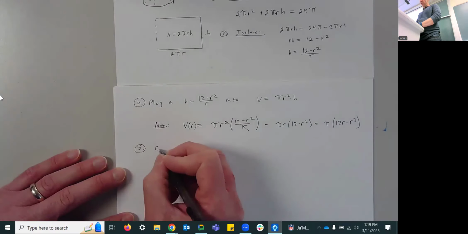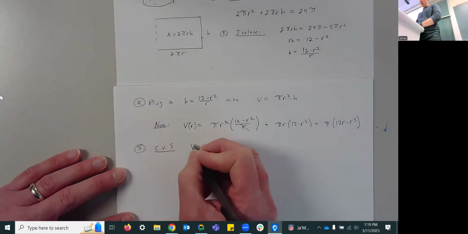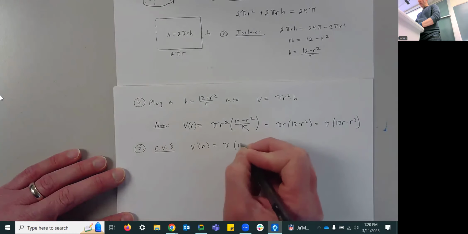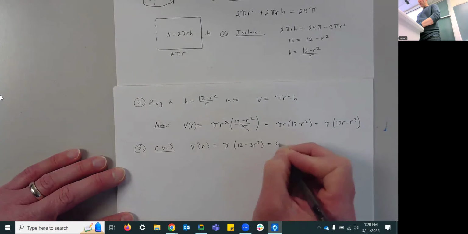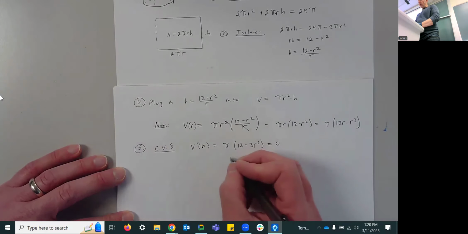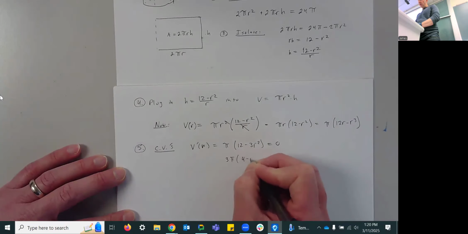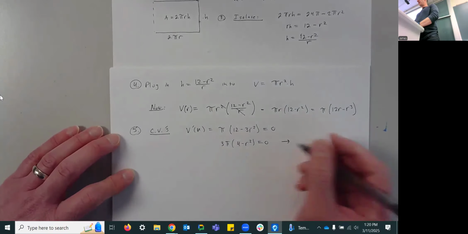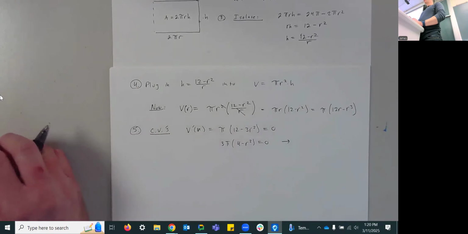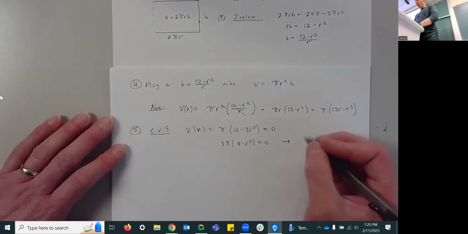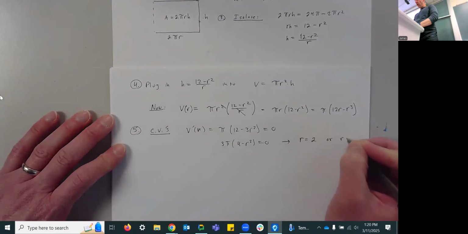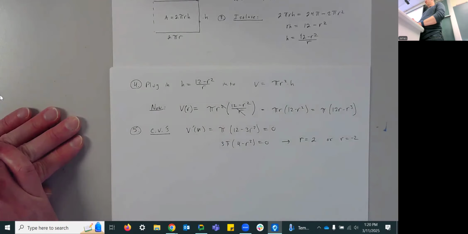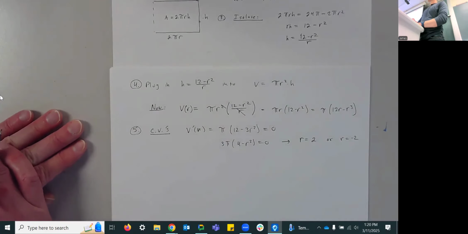So we're going to find the critical points, critical values. Our derivative is equal to pi times (12 minus 3r squared). We set that equal to 0. I would factor out a 3, so 3 pi times (4 minus r squared) equals 0. It is worth noting that we're going to get 2 critical points here, but one of them doesn't really make sense. We're going to get r equal to positive 2 or r equal to negative 2. But I think it's obvious that r equal to negative 2 doesn't make sense. You can't have a cylinder with a negative radius.